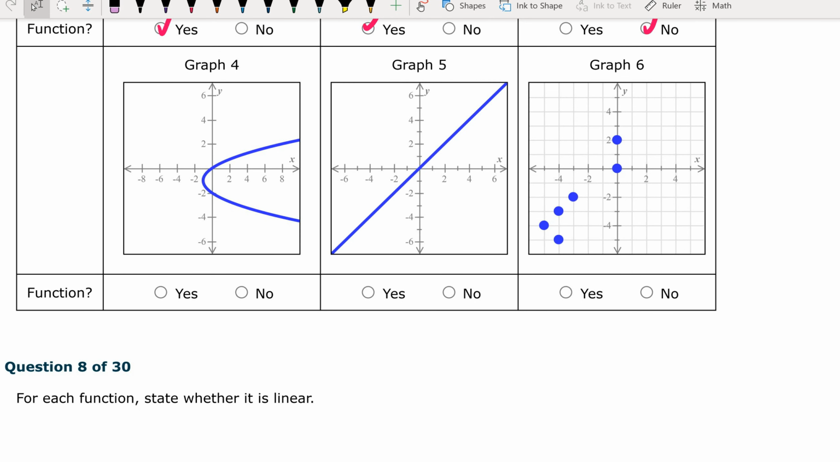answer with me. Okay, so number 4, if you draw a vertical line, it crosses at 2 points. It's a no. Number 5, you draw a vertical line, it crosses at 1 point each time, so it's a yes. Number 6 is a no right here and here. That makes it a false statement. False. It's not a function.